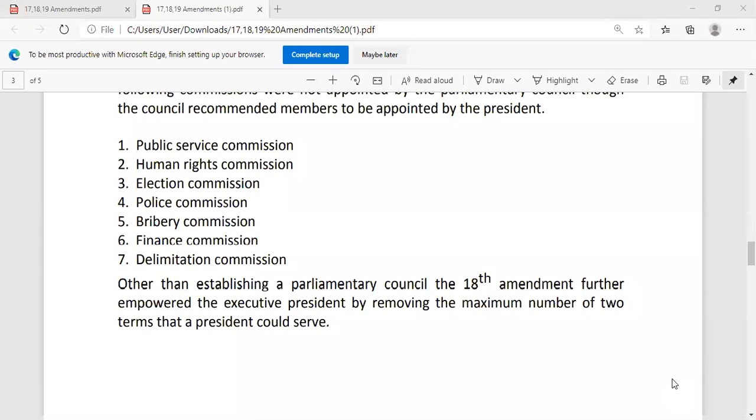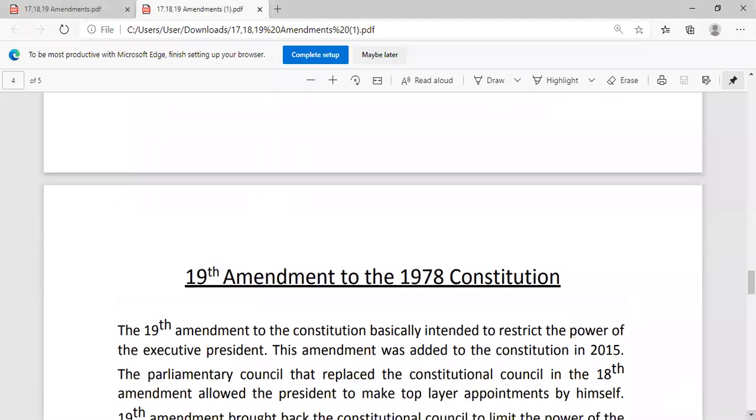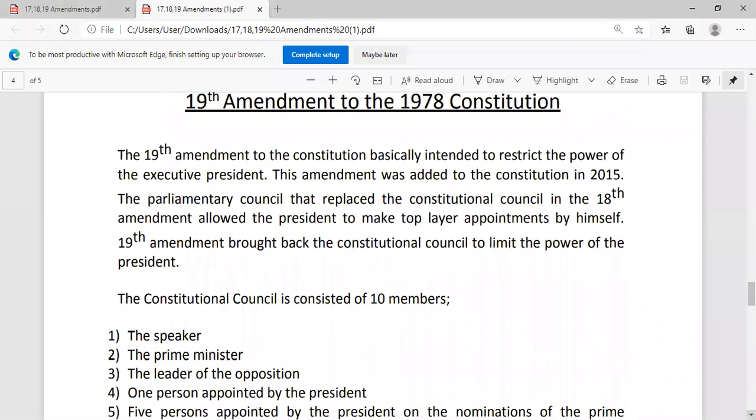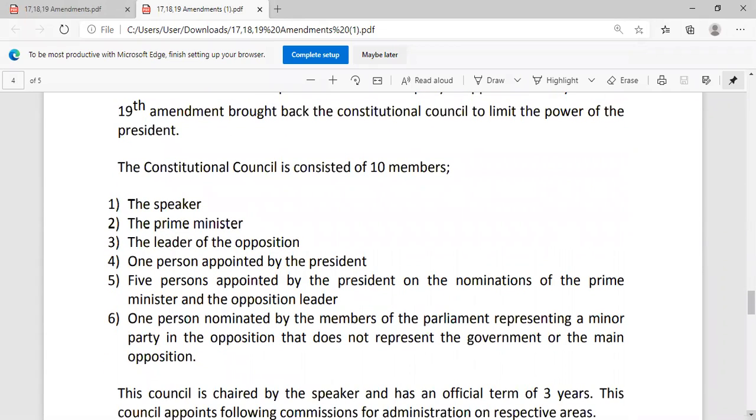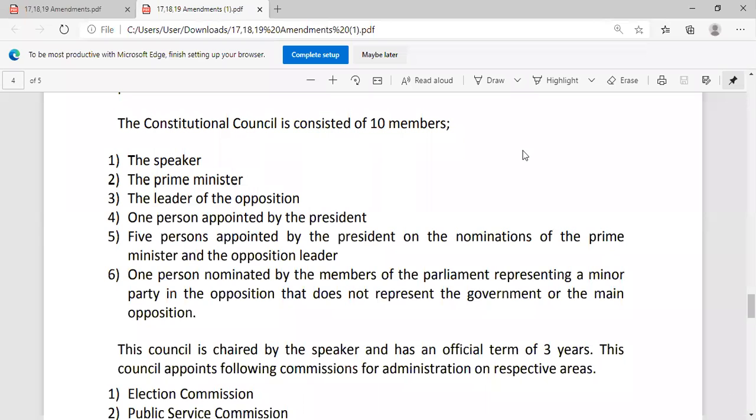Right. So the 19th Amendment, guys. Refer to the note. Okay. 19th Amendment to the Constitution. The 19th Amendment of the Constitution basically intended to restrict the powers of the Executive President. This amendment was added to the Constitution in 2015. The Parliamentary Council that replaced the Constitutional Council in the 18th Amendment allowed the President to make top layer appointments by himself. The 19th Amendment brought back the Constitutional Council to limit the power of the President. And of course, the Constitutional Council consists of 10 members.